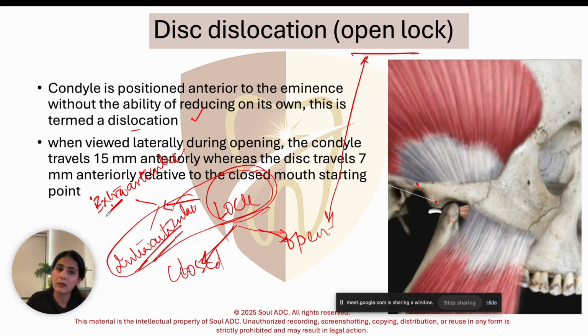However, when I'm talking about your extra-articular, I'm talking about your muscles. So when your muscles get stiff, and because of which locking happens, your vertical movement will be restricted. So opening and closing will be locked. However, you can move left and right. So by that you can differentiate between the two types of locks. Is it because of the muscles or because of the joint? I hope it's clear now.